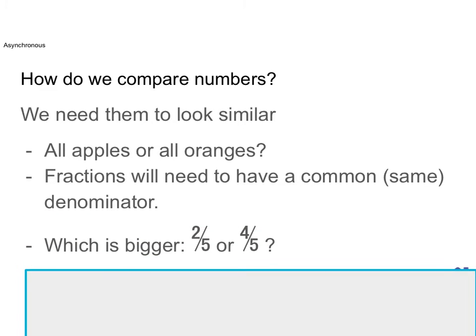So looking at this, which is bigger, 2/5 or 4/5? Well, they are similar because they have common denominators, so we can compare them. Is 2/5 or 4/5 bigger? Well, 4/5 is bigger. And remember, to show this, we would say 2/5 is less than 4/5. All right, so let's go on to the next one.